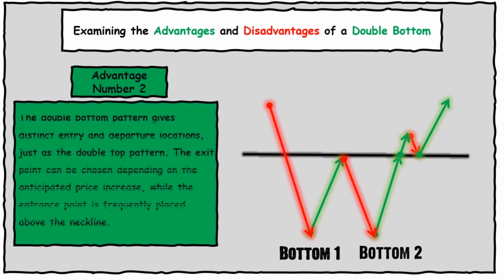The double bottom pattern gives distinct entry and departure locations, just as the double top pattern. The exit point can be chosen depending on the anticipated price increase, while the entrance point is frequently placed above the neckline.